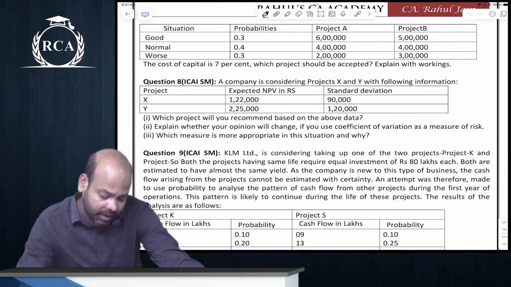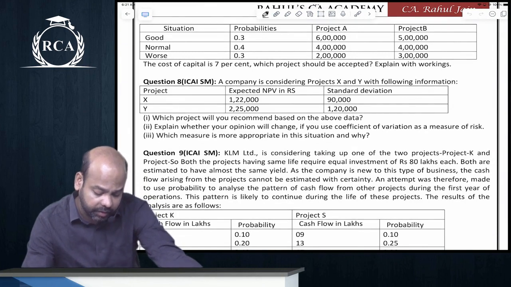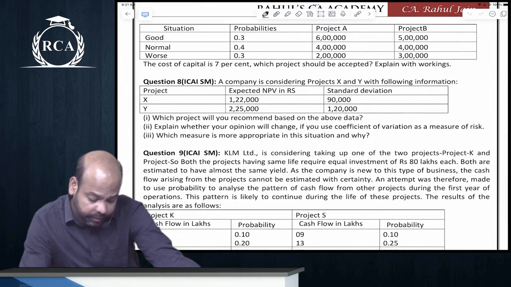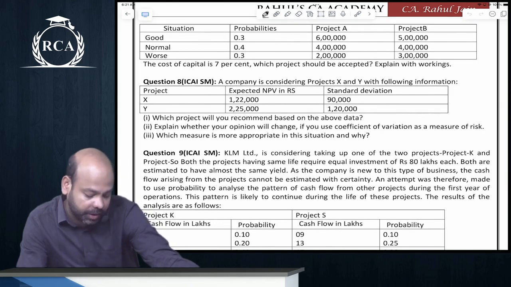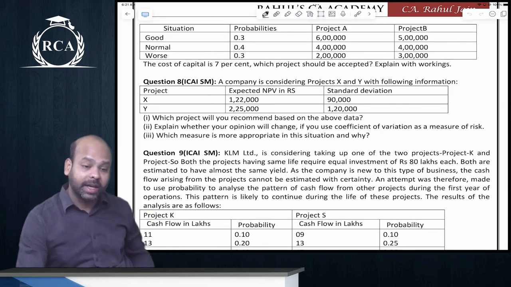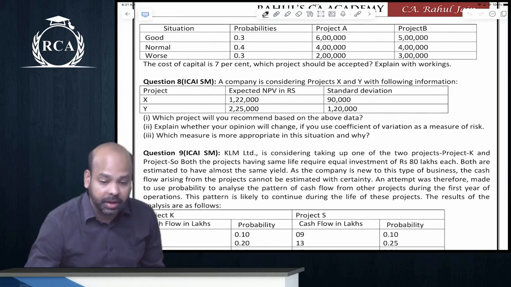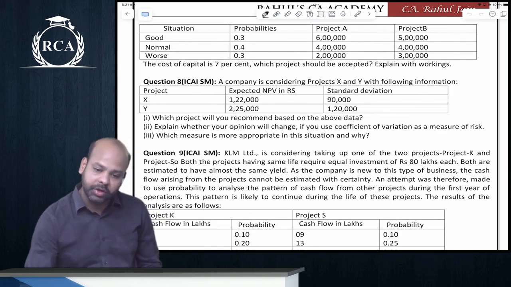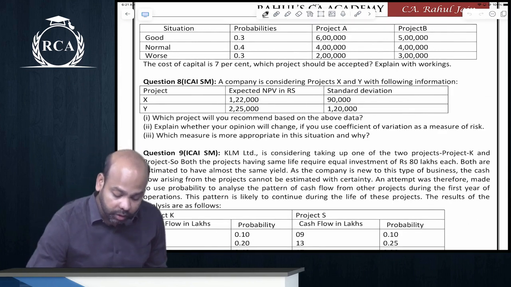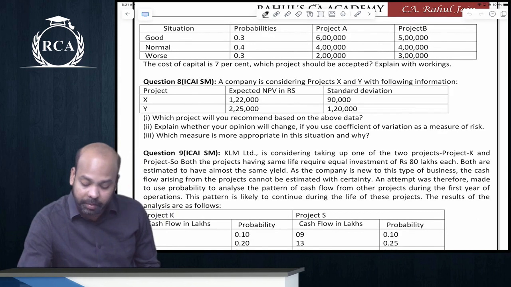In the 8th one, it's given that expected NPV is given, standard deviation is given. Which project will you recommend based on the above data? Explain whether your opinion will change if you use coefficient of variation as a measure of risk. Because in the second bit they've asked us whether your opinion will change if you use coefficient of variation. The answer to the first bit should not be based on coefficient of variation.